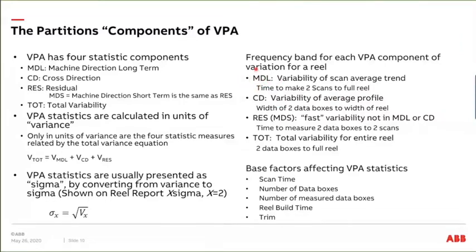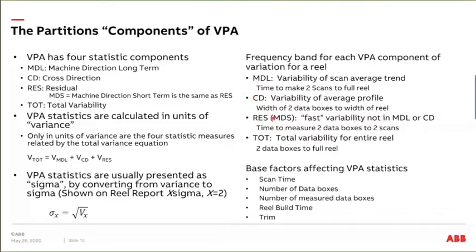Now, staying with the machine direction, let's go to the residual, or MDS. That's where the machine direction gets grayed in a little bit with residual, but residual doesn't necessarily mean MD only, and I'll point that out in one of the examples too. It's really this variability, and we estimate that as the time to make 2 data boxes up to 2 scans. What do we mean by time? Time, in the sense of MD, is variation that is time-based or temporal-based.